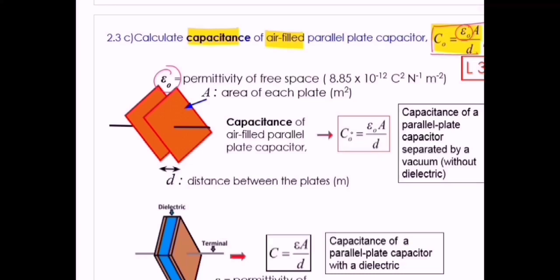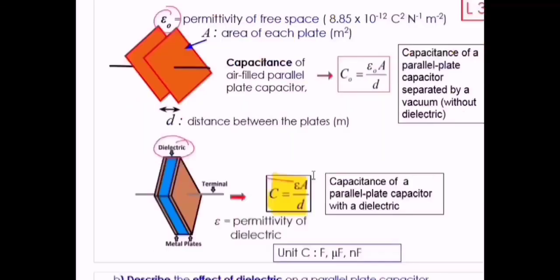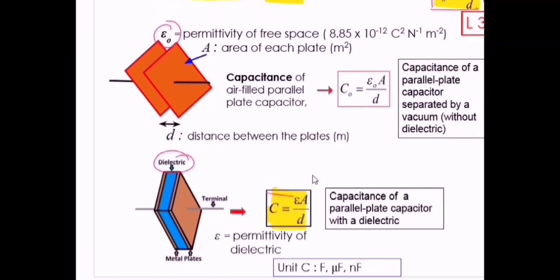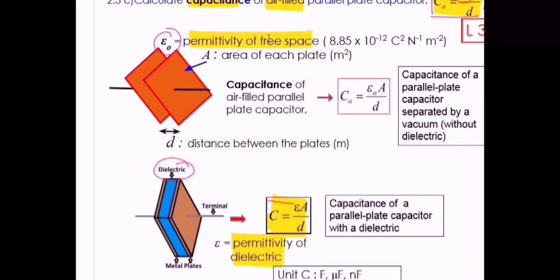And if we have a dielectric in between the plates, this would be our new equation. It would actually be the permittivity of the dielectric, if the earlier one is the permittivity of free space. So if there's nothing in between, we use the permittivity of free space, and if there's a dielectric in between, then we use the permittivity of the dielectric.